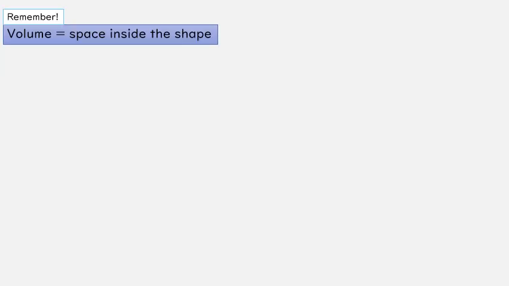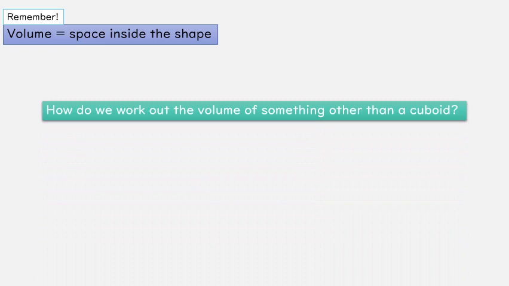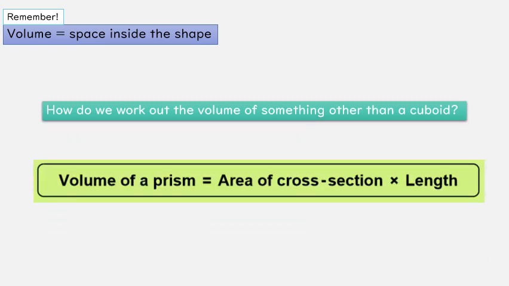So we're looking at volume of prisms. Remember, volume is the space inside the shape. The formula we're going to need today is that green box there. Volume of a prism equals the area of cross-section times length. So make sure you've always got that formula in your head for today's lesson.